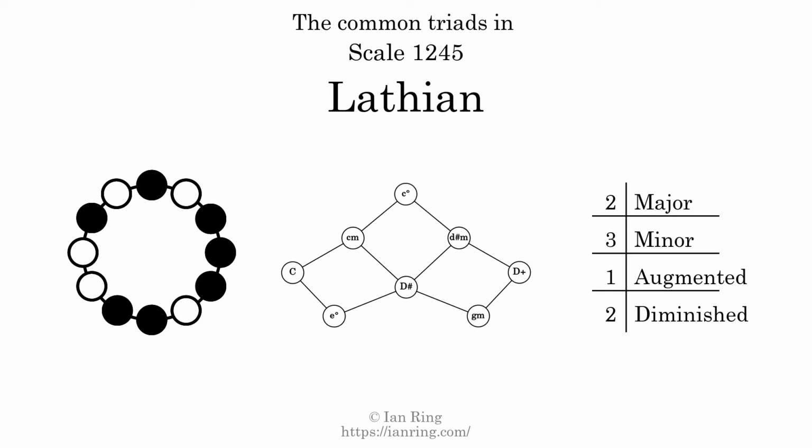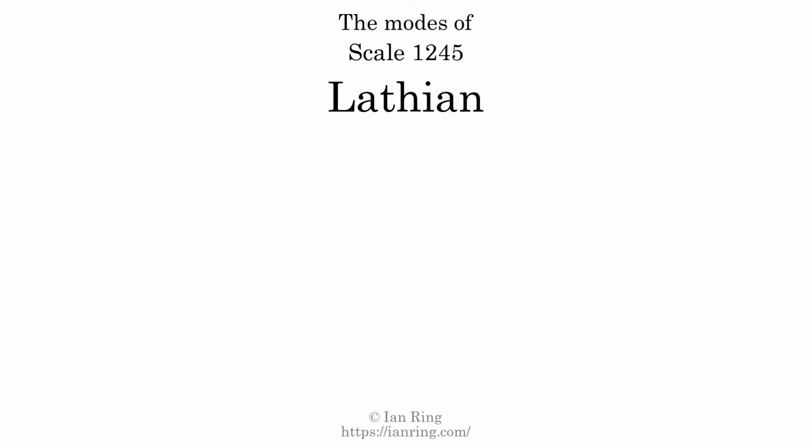Here is a Hamiltonian path of parsimonious voice leading that uses all the triads. This scale has 7 modes. The first mode is itself. The second mode is scale 1335, also known as elephant scale. It sounds like this.